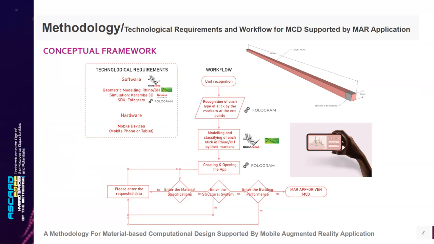The hologram SDK includes pre-identified QR codes for each type of beam or column. As an illustration, the dimensions of a particular beam or column as modeled in the Rhinoceros Grasshopper environment appear on the screen when the QR code on that beam or column is scanned. Once the modeling and classification of each stick in the Rhinoceros Grasshopper environment have been completed, the application can be launched. The mobile application will be used and tested in the latter stages of this study.